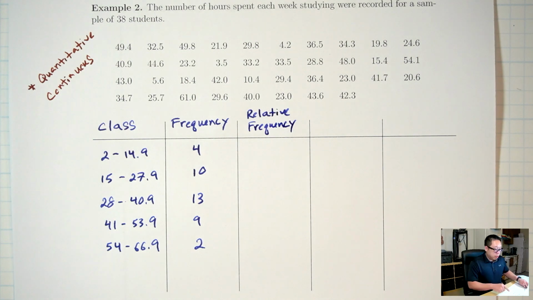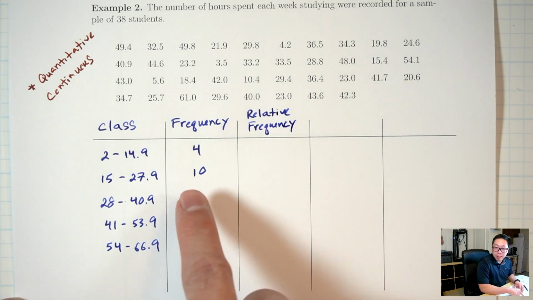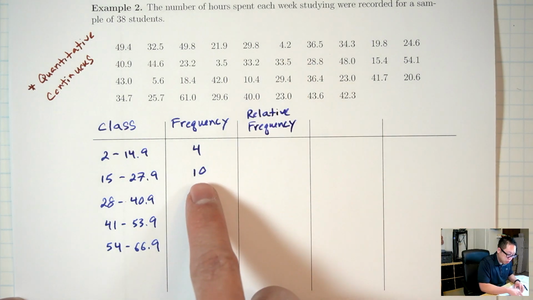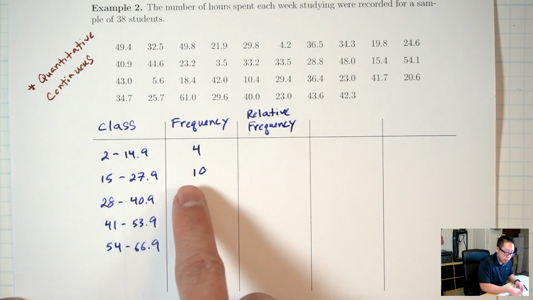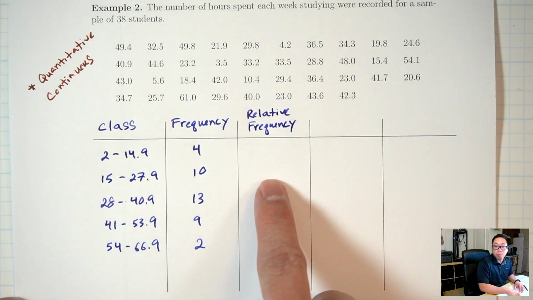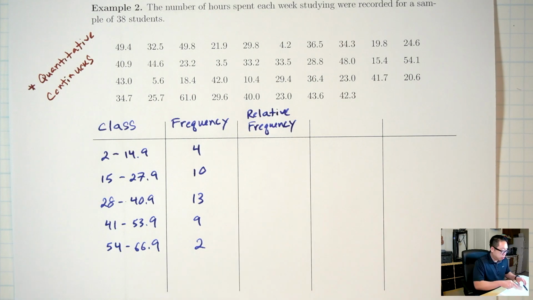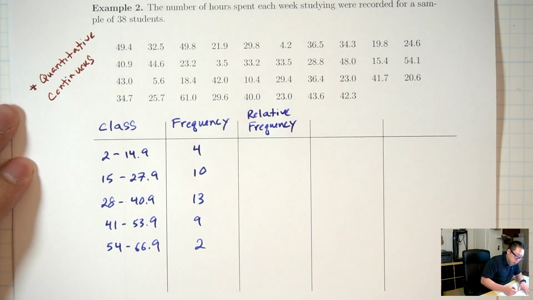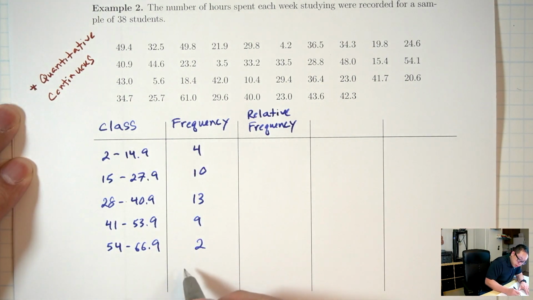Regular frequency counts how many. So there are 10 data values between 15 and 27.9. For relative frequency, I want to know what percent that represents. So I need to divide these frequencies by the total number of people. The total number of people is just all your frequencies added up.